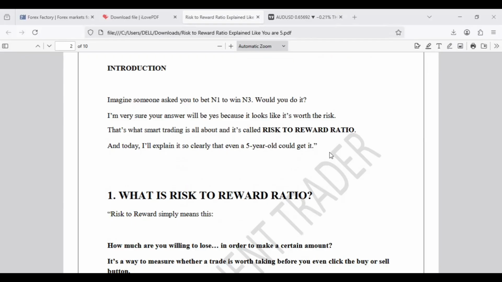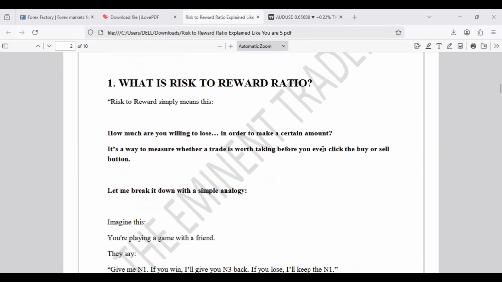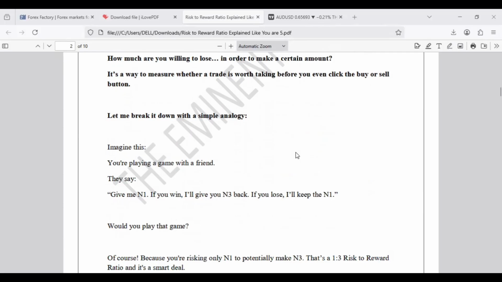And like I said in my previous video, this set of videos will be very raw and very straightforward. So what is risk to reward ratio? Risk to reward ratio simply means how much are you willing to lose in order to make a certain amount. It is as simple as that. How much are you willing to lose in order to make a certain amount? So it is a way to measure whether a trade is worth taking before you even click the buy or sell button. So I'll break it down with a simple analogy.